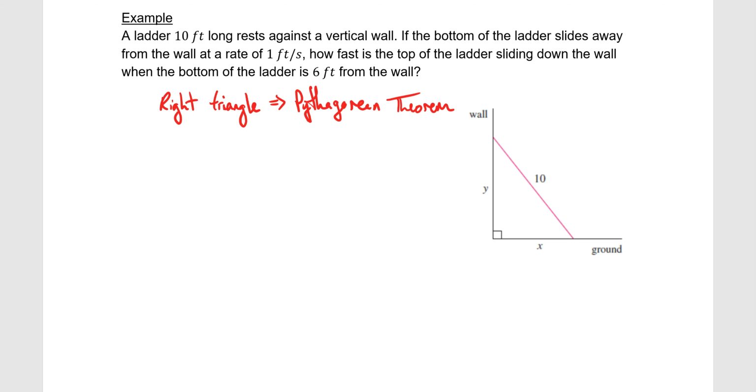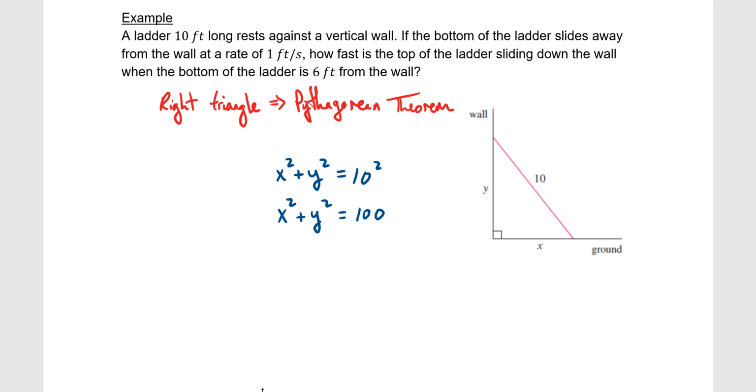And we know the Pythagorean theorem would be a squared plus b squared equals c squared. In this case, the Pythagorean theorem is x squared plus y squared equals 10 squared, right? Side squared plus other side squared equals hypotenuse squared. And we can actually square the 10 because it's a number. So we get x squared plus y squared equals 100.